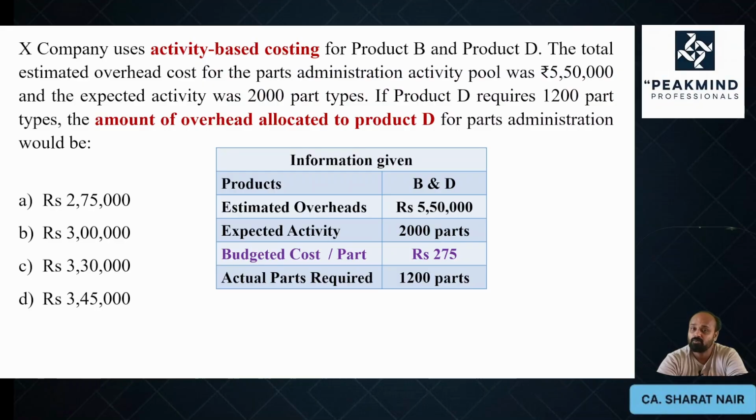Now what is asked in the question? They are asking us to find out the amount of overhead which is allocated to one of the products, product D only. So for that, 1200 actual parts required into budgeted cost per part will give me total cost, which is 3,30,000. So option number C is the correct answer.